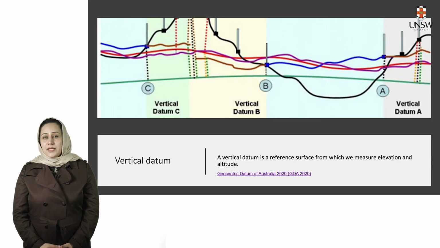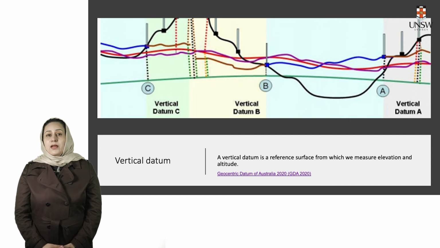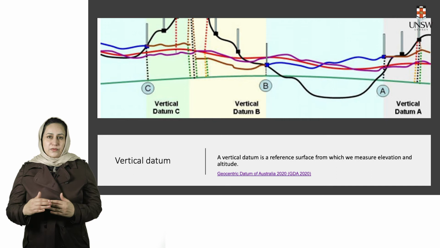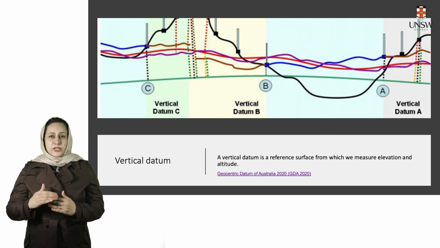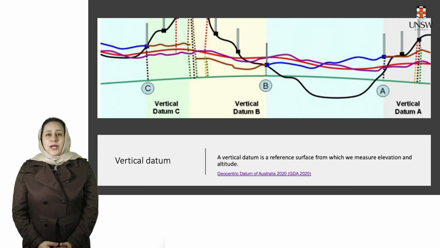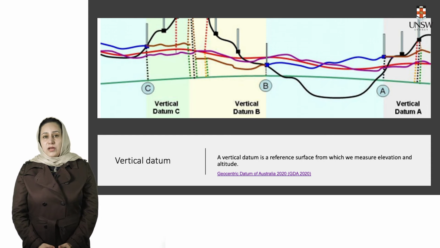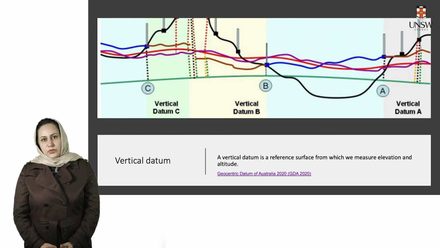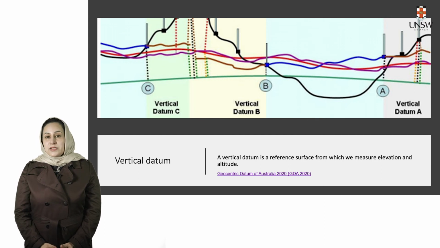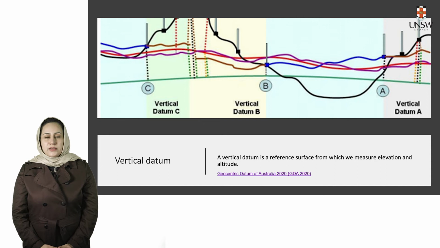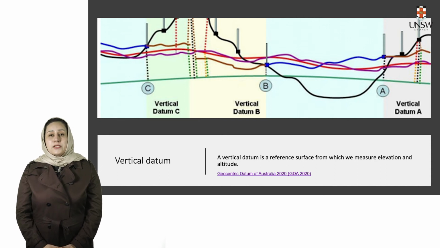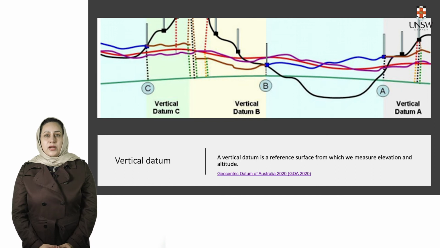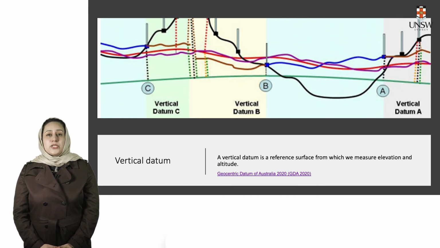Now, we can understand the concept of vertical datum. A vertical datum is a reference surface from which we measure elevation and altitude. I am not going to talk about the details of how a vertical datum is defined or measured. All we need from this concept for this course is to remember that the vertical datum of Australia is the Geocentric Datum of Australia, and there are two versions of that, GDA 1994 and GDA 2020. Nowadays, GDA 2020 is being used for many GIS works across Australia.